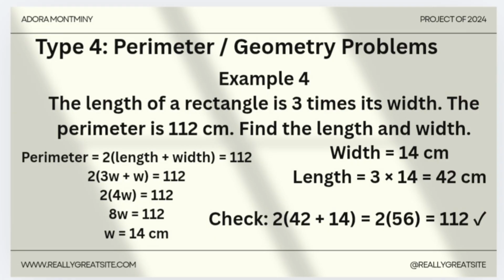Then divide both sides by 8. W = 14 centimeters. Width is 14 centimeters. Length = 3 times 14 = 42 centimeters. Check the result by substituting the above answer: 2(42 + 14) = 2 times 56 = 112. Then finally, the result is correct.